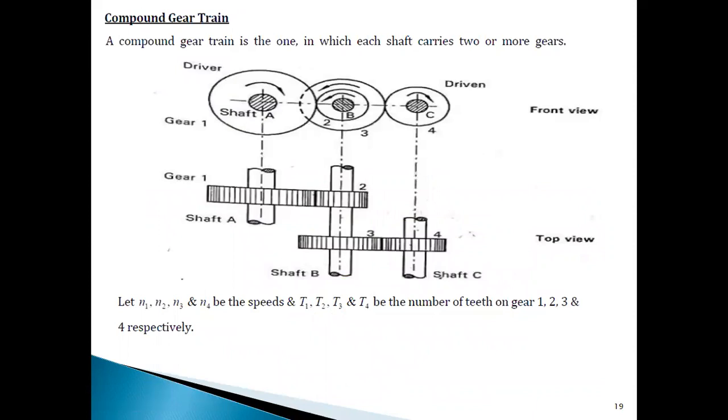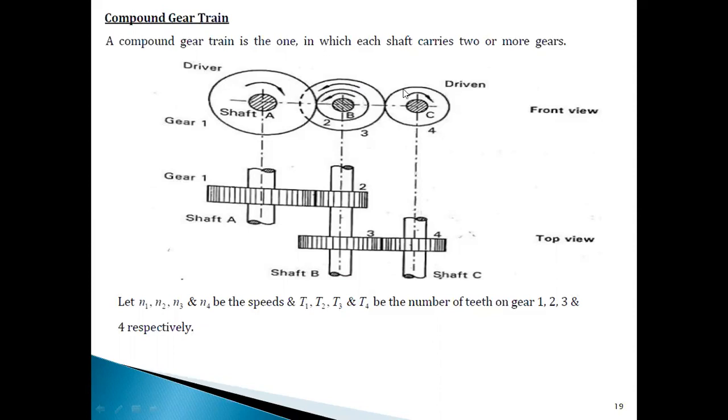Compound gear train. This is the second type of gear train in your syllabus. In the picture right now, you can see a gear train having 4 gears. This is gear 1, this is gear 2, then there is another one, gear 3. This is gear 3, the outer larger diameter, and the smaller diameter is gear 2, and gear 4.